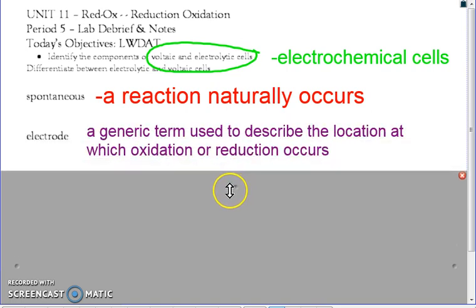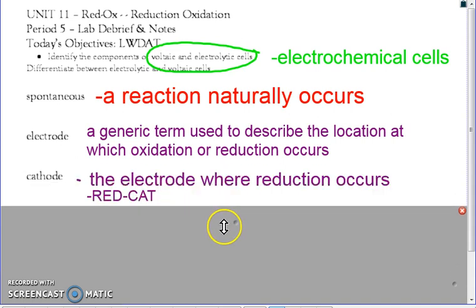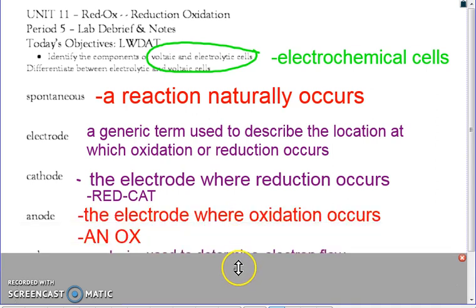The next term is electrode. Electrode, that's your generic term, either anode or cathode. First one is cathode. And then cathode is the electrode where reduction occurs. The way you think of that is red cat. Anode, the electrode where oxidation occurs. The way to think of that is an ox. So oxidation at the anode, reduction at the cathode.